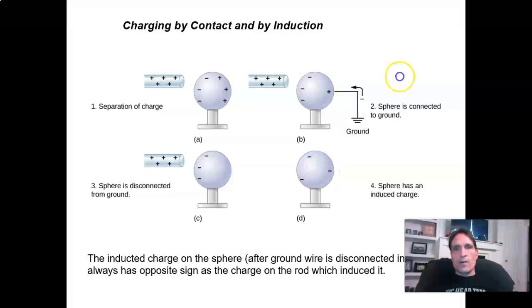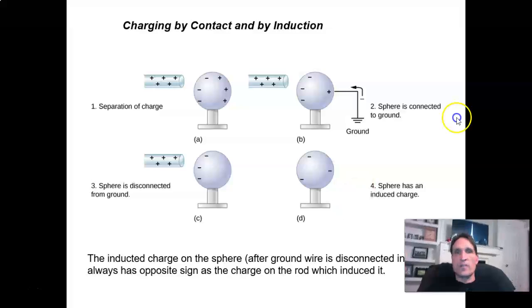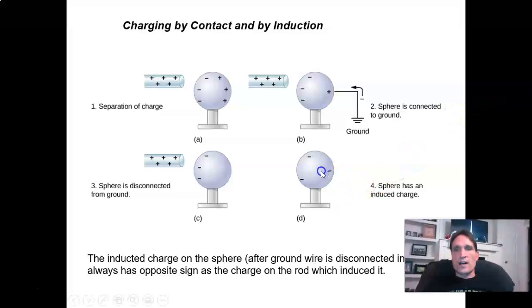And so the net effect of all of this, by all of this I mean connecting a grounding wire after you bring the rod close, and then removing the ground wire and moving the rod away again, is that you put a charge on the metal which is opposite of the sign of the charge of the rod. So in other words, if this were a negatively charged rod, we would induce positive charge onto the sphere after removing the grounding wire. And so this is an example of charging by contact and by induction. It's a method for producing charge on a metal sphere.